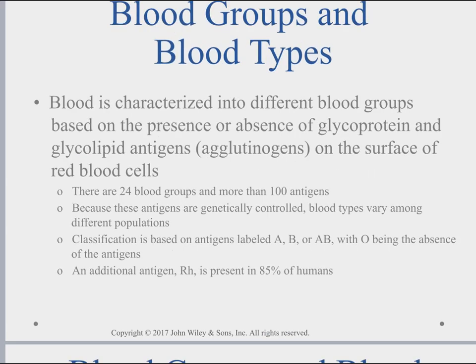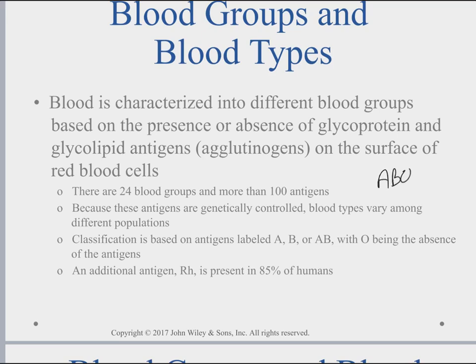Next, we're going to talk about blood groups and blood types. Now, blood is characterized into different blood groups based on the presence or absence of glycoproteins and glycolipid antigens, which are called agglutinogens, on the surface of red blood cells. Now, for humans, we follow this ABO, so we'll write down ABO blood groups.